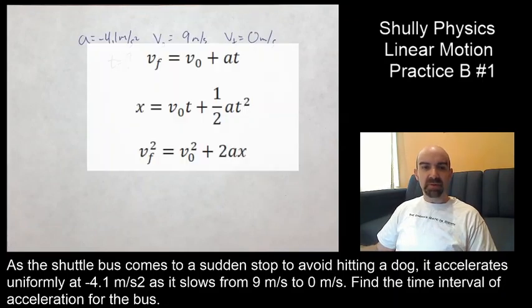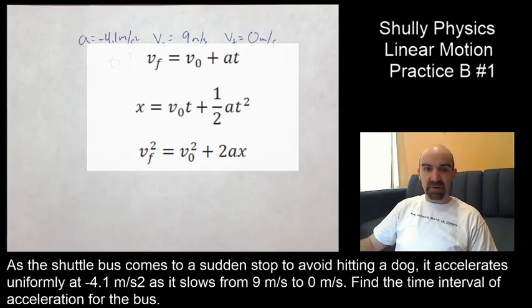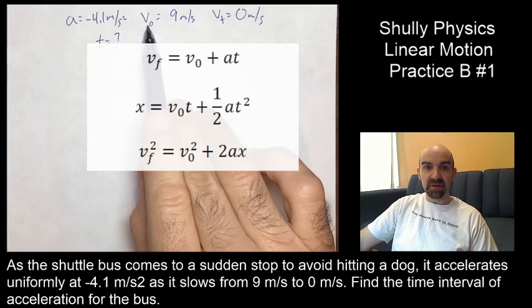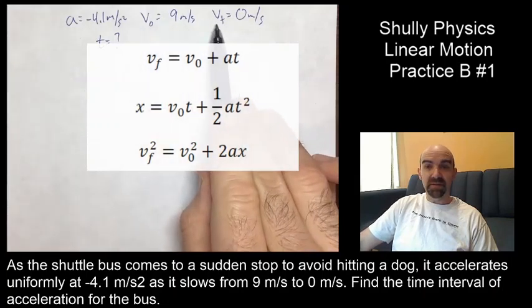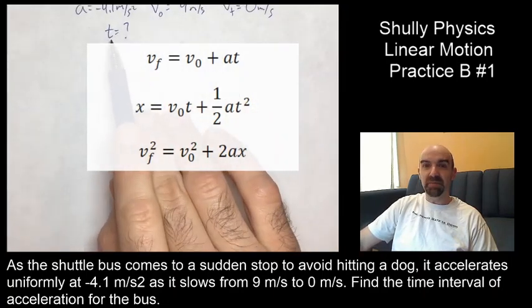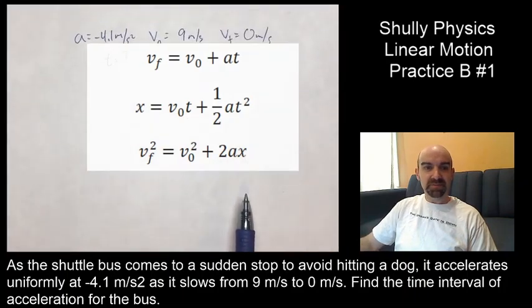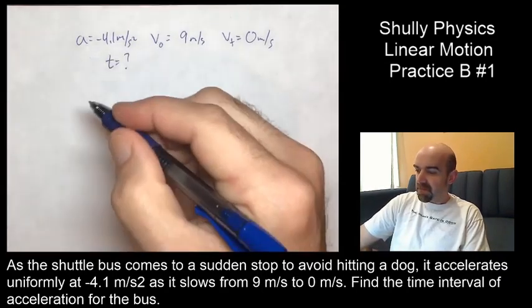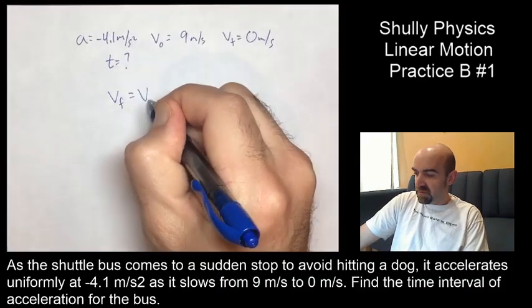If we look at the top one, vf equals v0 plus at, that one includes our a value, the initial velocity v0, the final velocity vf, and our unknown time. So that's it. We're going to use vf equals v0 plus at and write that down. Try to take the equation off. vf equals v0 plus at.